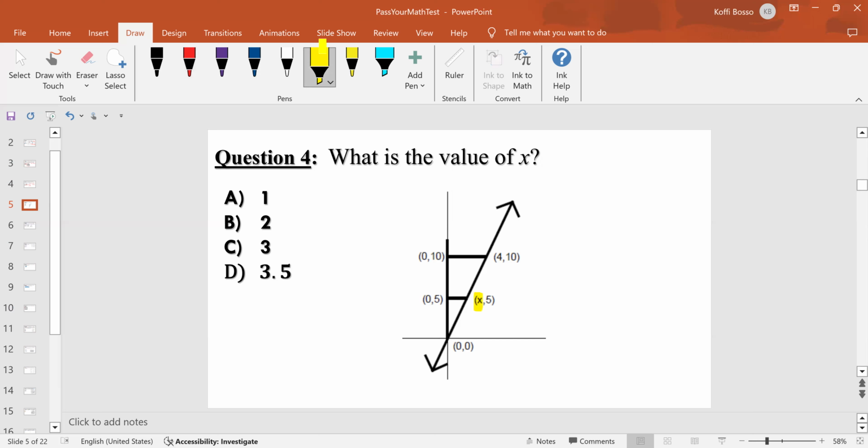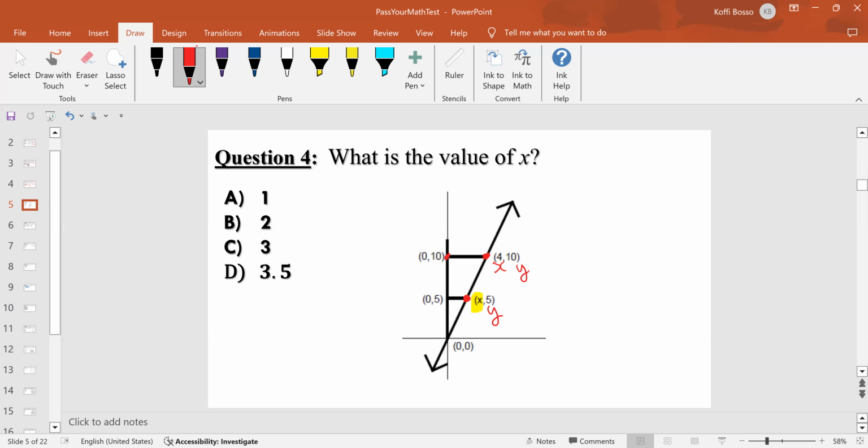So this x here, understand that this is a point. It's a point here, and the coordinates of the point are (x, 5). So the 5 represents the y coordinate. Like here, we have again a point. The x coordinate is 4, and the y coordinate is 10. So we want to figure out what the x value is.